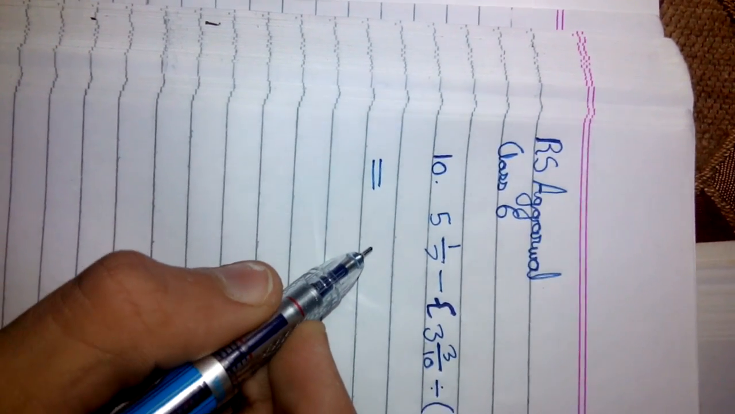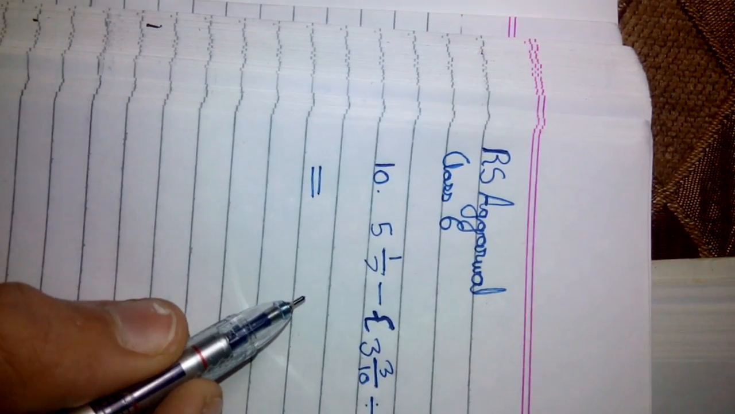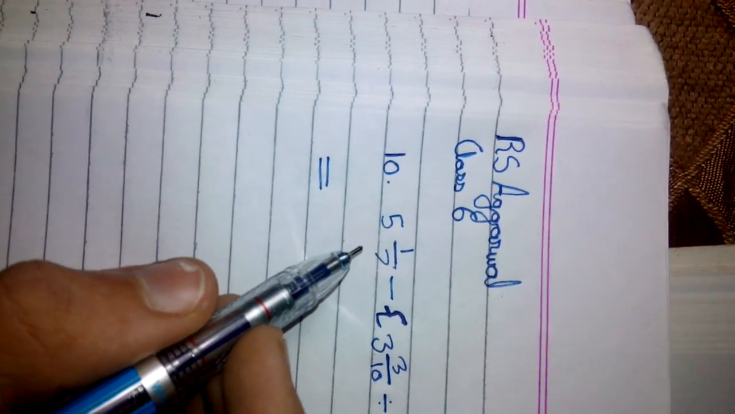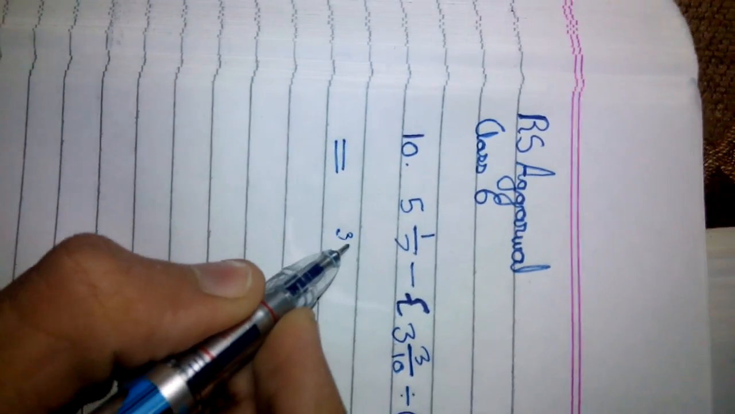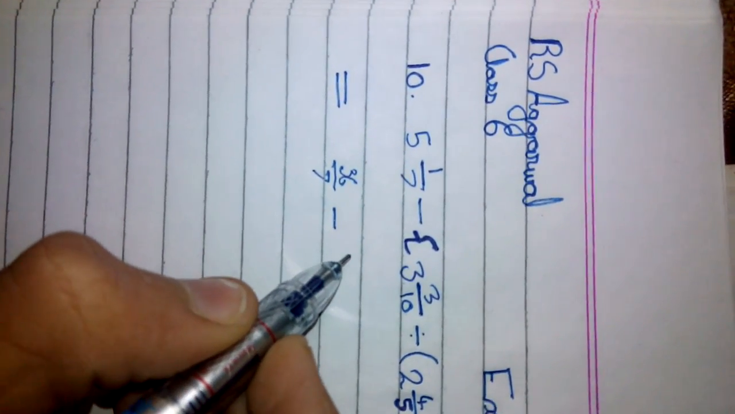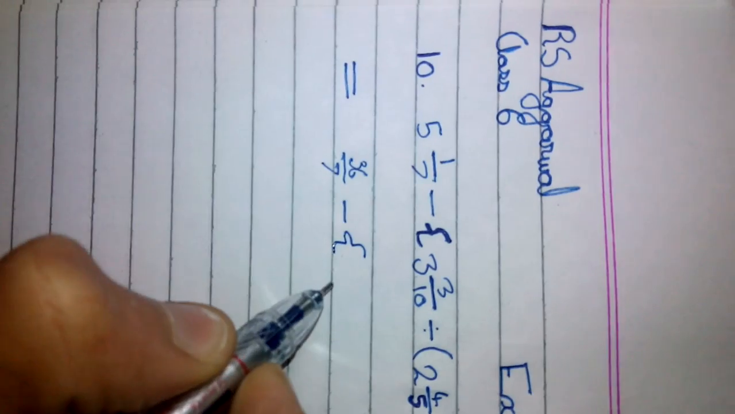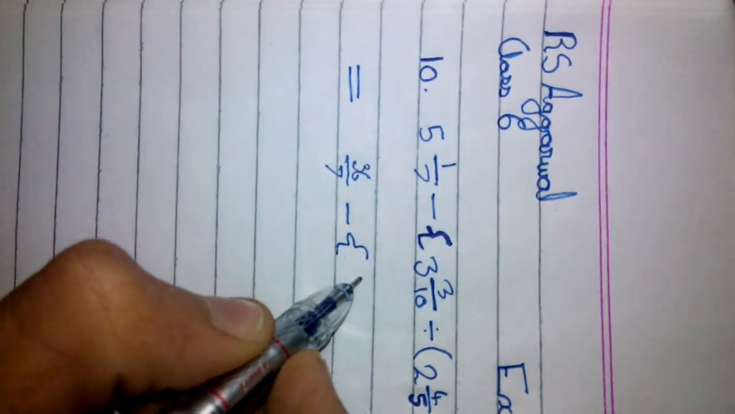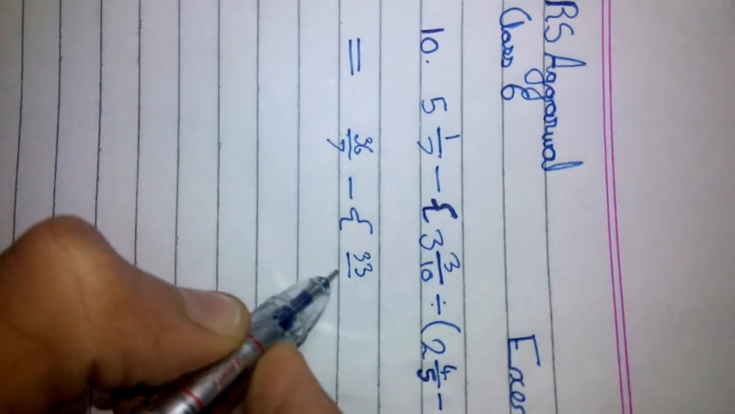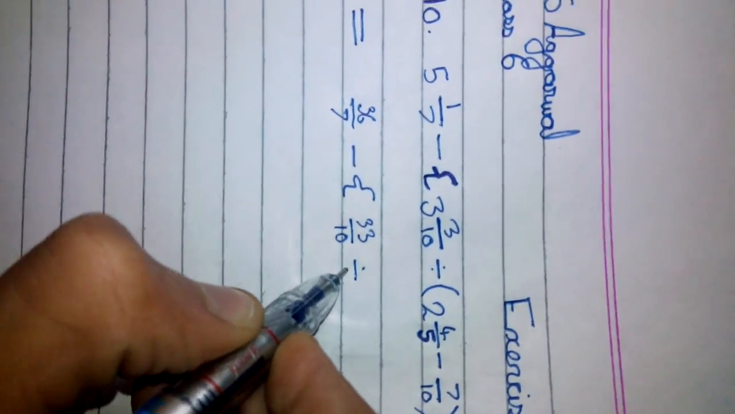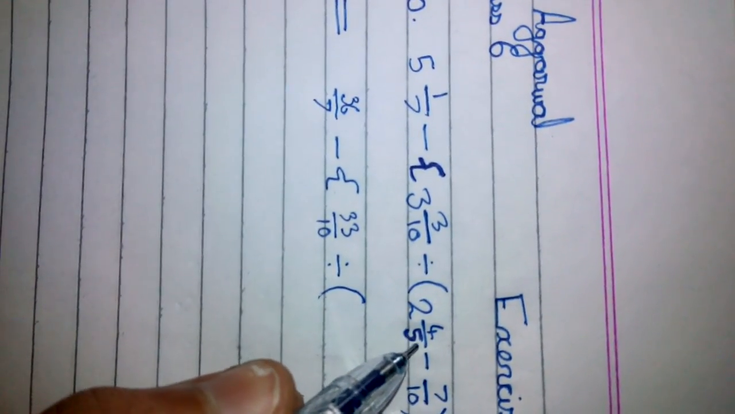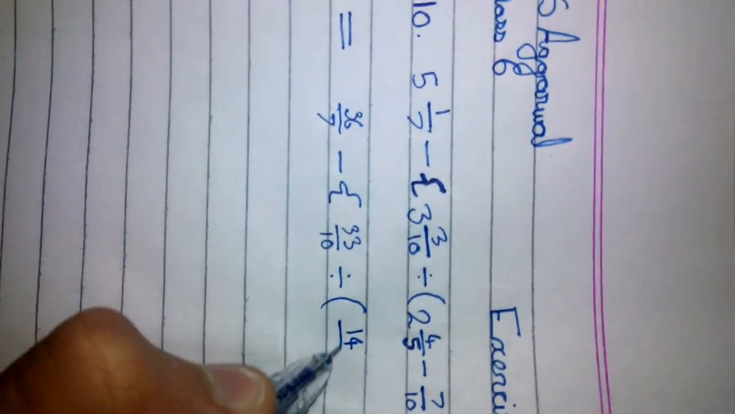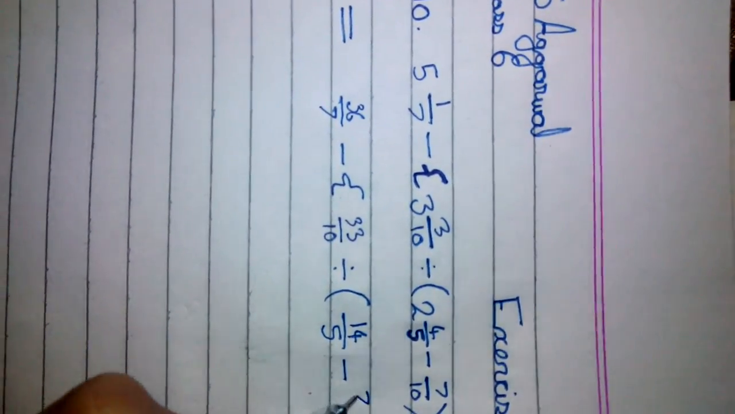First, you have to take all the mixed fractions and convert them into improper fractions. How are you going to do that? You see, 7 fives are 35 plus 1, 36, so that is 36 by 7. Here comes minus. There's a bracket. 10 threes are 30 plus 3, 33 by 10. Then the divide sign. And 5 twos are 10, plus 4, that's 14 by 5, minus 7 by 10.